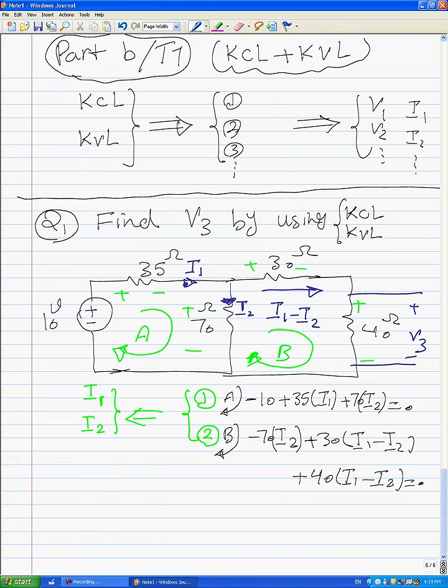In order to clarify, KCL and KVL can determine equation systems for finding unknowns. After simplifying, the final answer for I1 is equal to 0.14, and for I2 is equal to 0.75 amps.